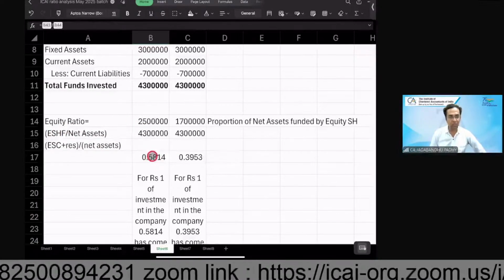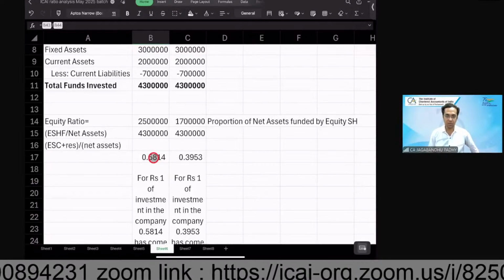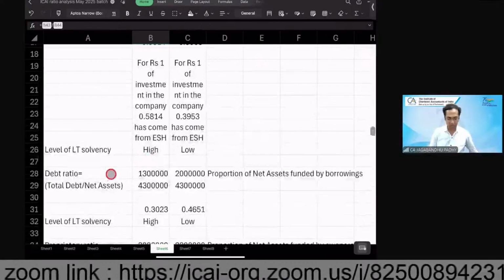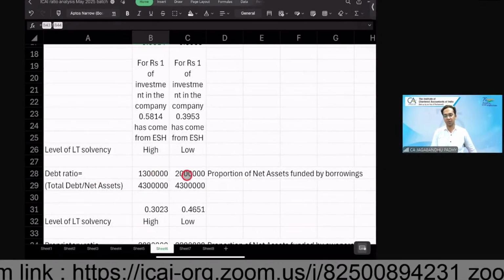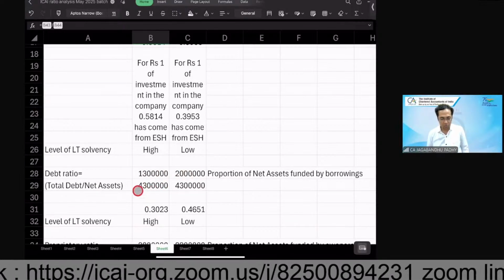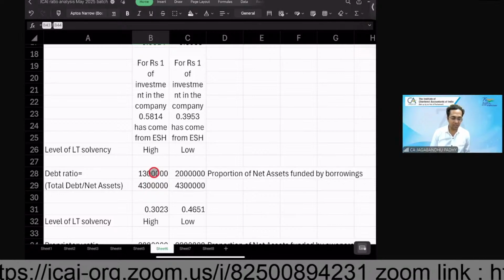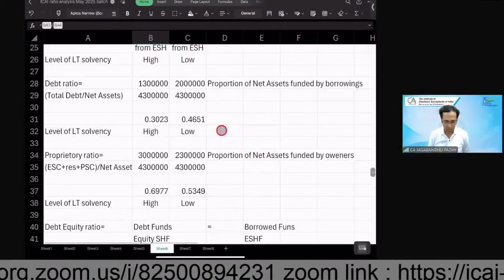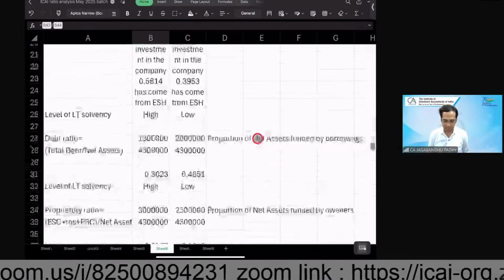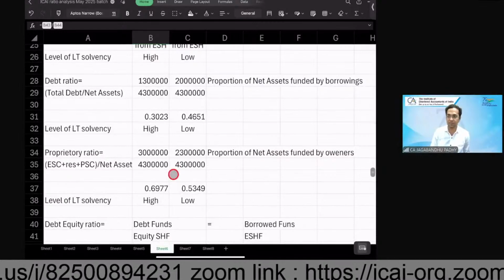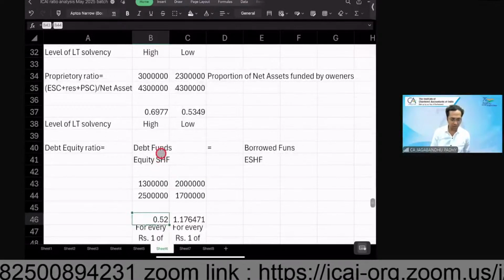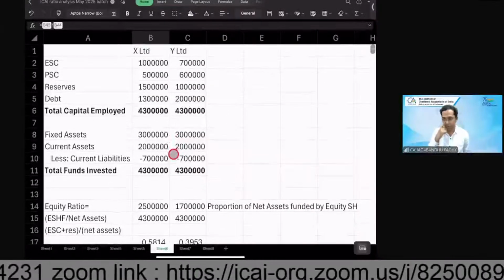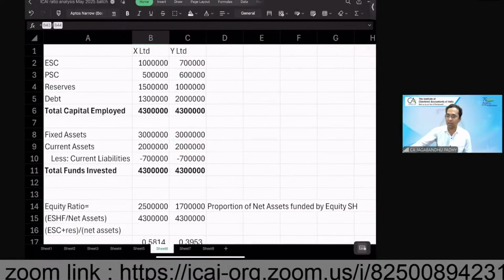Of course, a higher equity ratio means a higher proportion of owned funds in the business. A higher proportion of owned funds will lead to greater stability and greater liquidity. Same goes even with the debt ratio, because there we compute what proportion of our net assets is funded by debt. Proprietary ratio is computed on owners' funds, because in the equity ratio we just considered equity shareholders, whereas in the proprietary ratio we consider all types of owned funds. And the debt equity ratio is a comparison between debt funds and equity funds. So essentially we are just trying to know what proportion of our debt or equity is compared to the total funds.